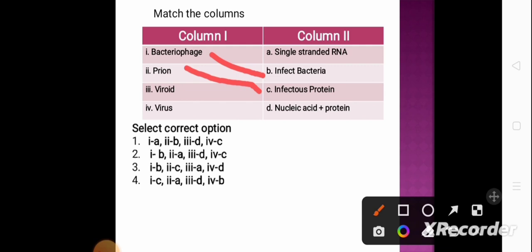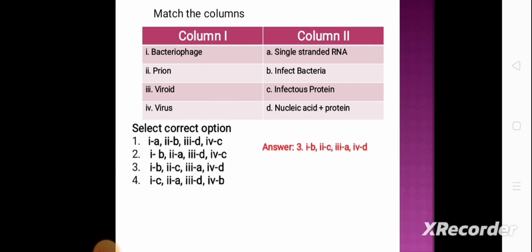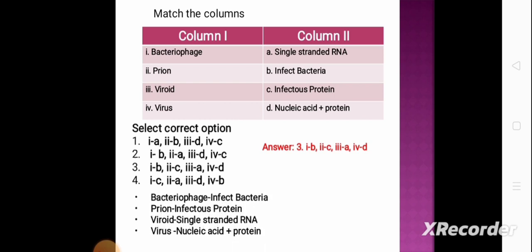Next, see another one, viroids. Viroids are single-stranded RNA, that is, 3 is A. So in option 3, 3 is A. And the last one is virus, nucleic acid plus protein, because a virus is composed of both nucleic acid and protein. The nucleic acid may be either DNA or RNA. So the answer is option 3. Bacteriophage infects bacteria, prions are infectious protein, viroids are single-stranded RNA and virus contains both nucleic acid and protein.